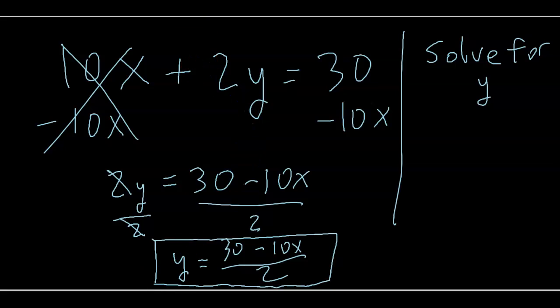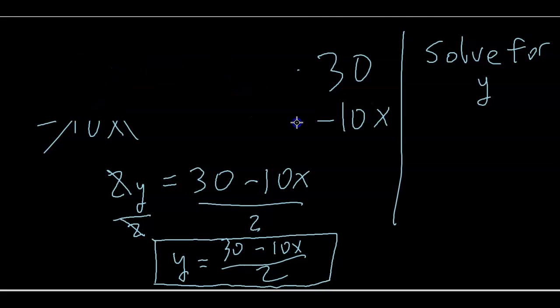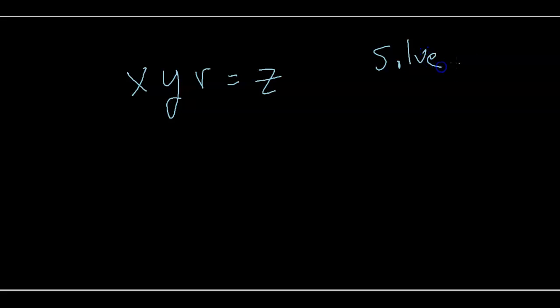All right, let's do one more. Let's say we had something like x times y times r equals z. Something like this, okay. And what if we wanted to solve for r? Solve for r. All right, that means we want to get r by itself on the left-hand side. What's keeping r from being by itself? Well, it's being multiplied by x, and it's being multiplied by y. So we want to undo the multiplication by both x and y.